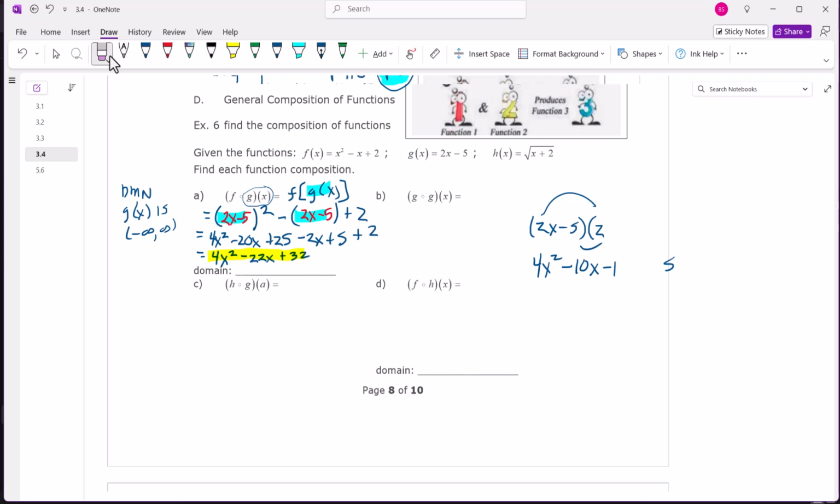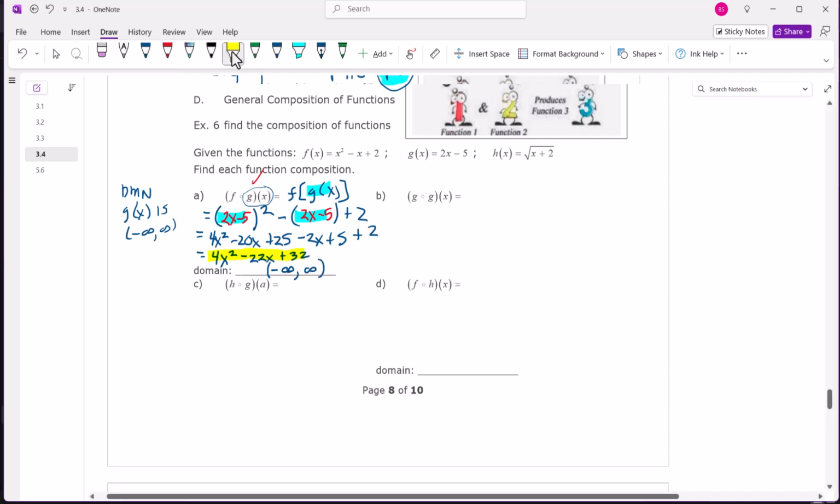Now the domain, you have to do two things. You have to look at the domain of g of x. That was all real numbers. Then we need to figure out the domain of the answer, and that's a parabola, that's quadratic, that's all real numbers also. So we would just say all real numbers. We can write that in interval notation. A better example will probably be that D. Okay, let's go to the next one.